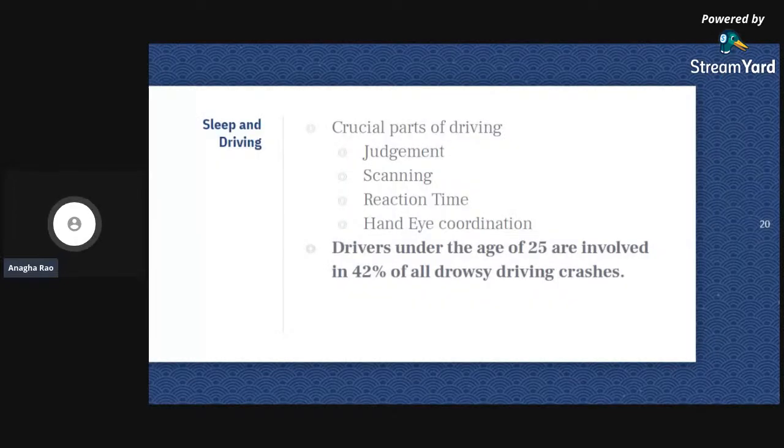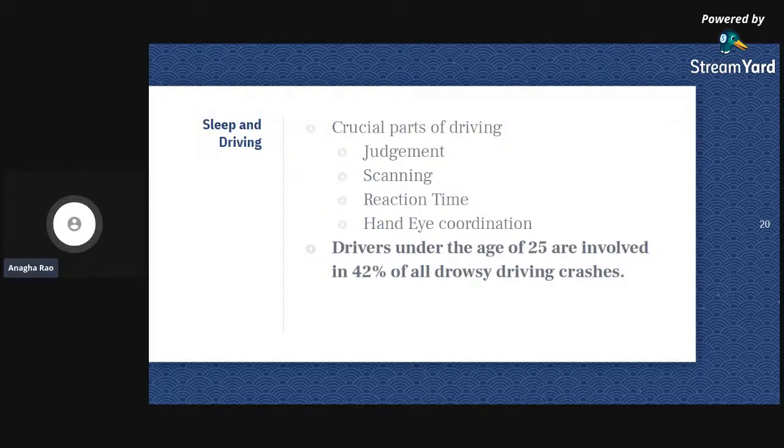Sleep and driving. There are many reasons why sleep can have such a bad impact on driving. This is because when we're driving, we use hand-eye coordination, reaction time, scanning for hazards, and judgment. These are all crucial parts of driving, and sleep can impair all of these.